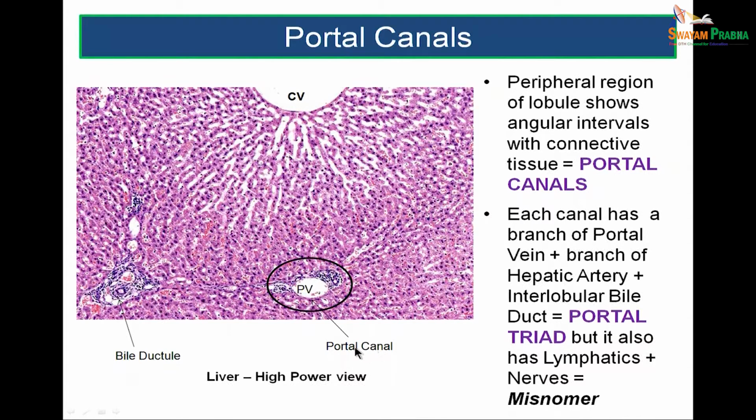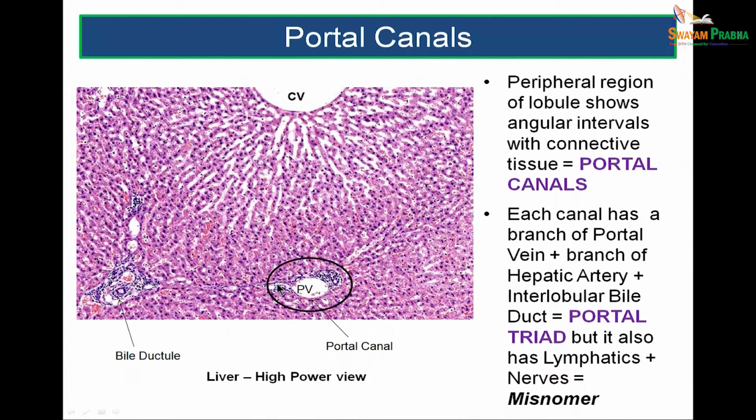In the portal areas, you get a large thin-walled vessel which is usually the portal vein branch, and then you get some smaller vessels around it. You can see here one of the smaller vessels has a lining of cuboidal cells, and this is the bile ductule. So we see a portal vein here, we see a bile ductule here. These are also transverse sections of portal vein branches.